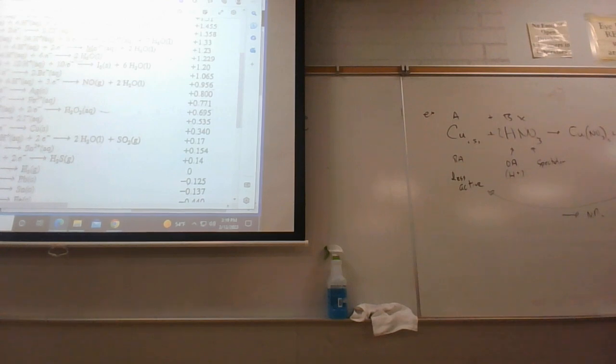It's wrong because we misassigned it. Nitrate's not a spectator. Nitrate's more powerful than H+. It's wrong. We must use the chart method. So if we do this using the chart method, it's okay.